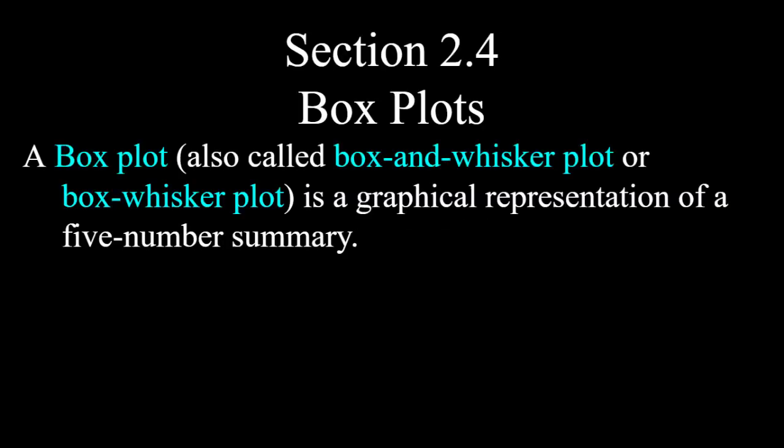For section 2.3, we are going to be talking about box plots. These are also called box and whisker plots, or sometimes just box whisker plots. This is a graphical representation of that 5-number summary that we talked about in our last lesson: the minimum, the maximum, and the 3 quartiles.